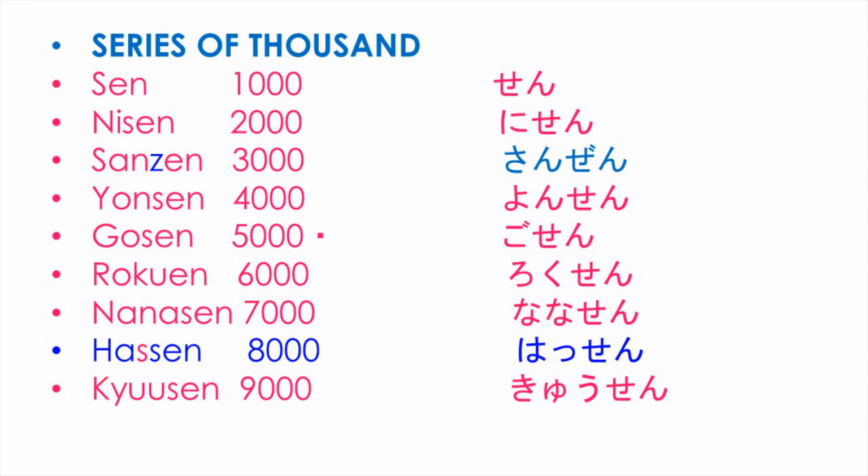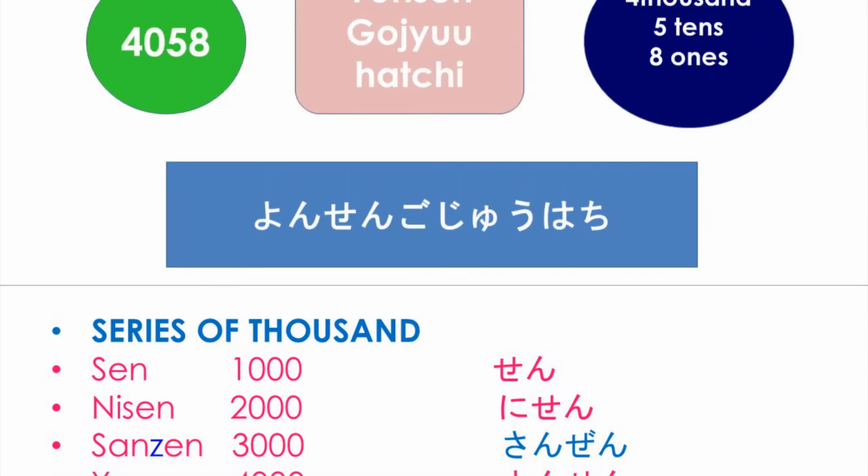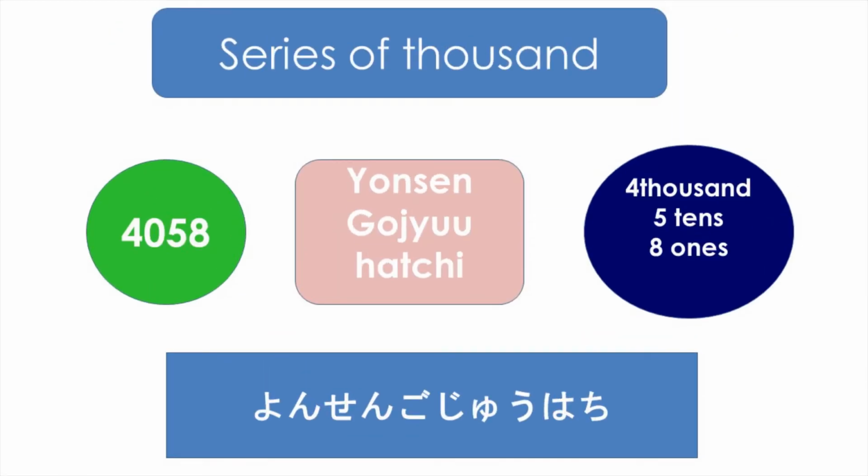Now we will go little more upwards in counting. The number is 4058. So how we will count this number? Place value for 8 is at 1's place, that will be hachi. Then place value of 5 is 5 tenths, so go ju. 5 is go, and 10th place that will be ju, that will be go ju. And place value of 4 is at 1000 place, so that will be yon sen. Yon sen go ju hachi.